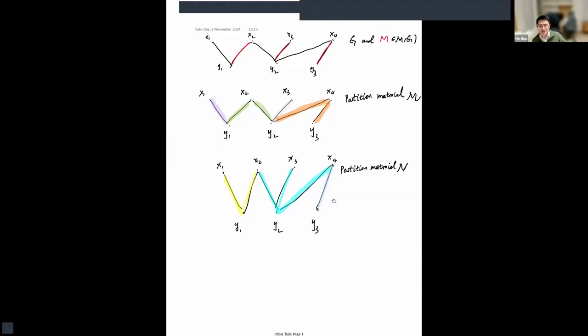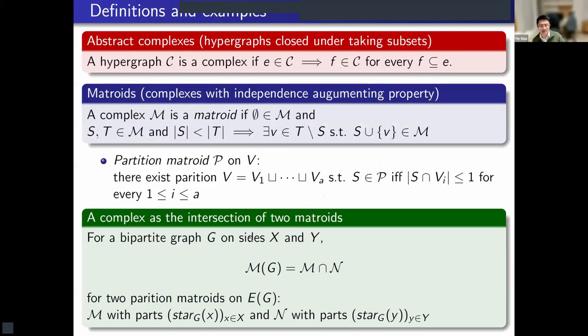And then you can see that if you have a matching, then it touches each star at most once. It touches each vertex at most once. Therefore, it's in the first partition matroid, and it's also in the second partition matroid if you look at the second part. So that's how you write a matching complex as the intersection of two partition matroids.